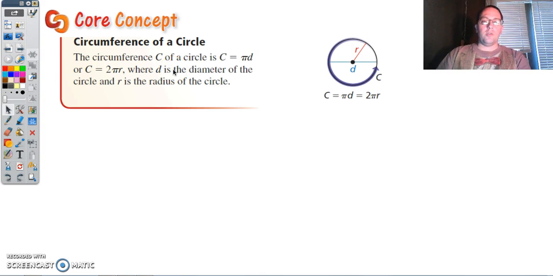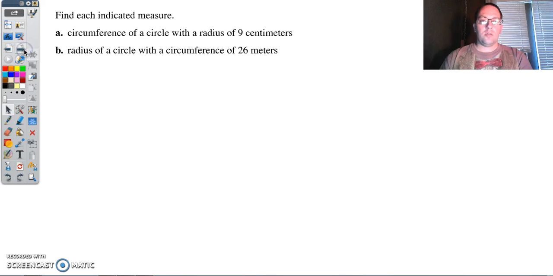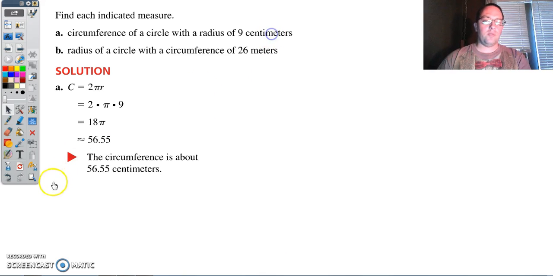But before we get into arcs, we're going to look at the circumference of the circle as a whole. Just a reminder, circumference is pi times the diameter, or 2 times pi times the radius. So real quickly, we want to find the circumference of a circle that has a radius of 9 centimeters. Since this gives us the radius, we're going to use the 2 pi r formula. We plug in the 9 for our radius, which gives us 18 pi, which we stick in our calculator and we get approximately 56.55 centimeters.